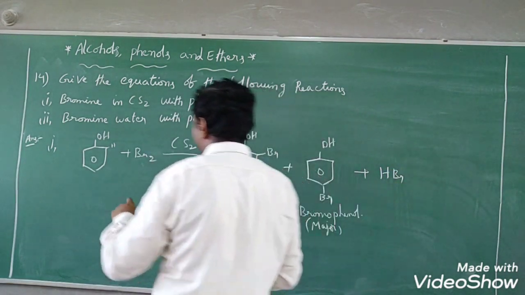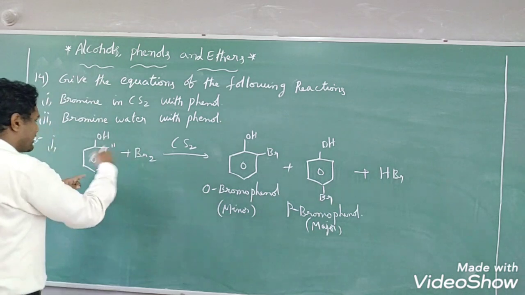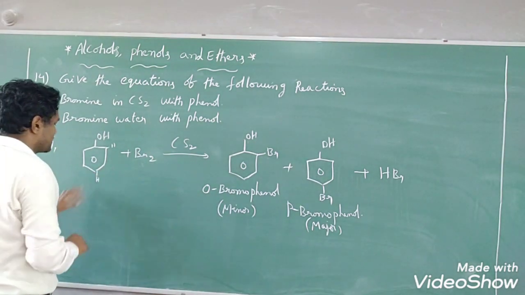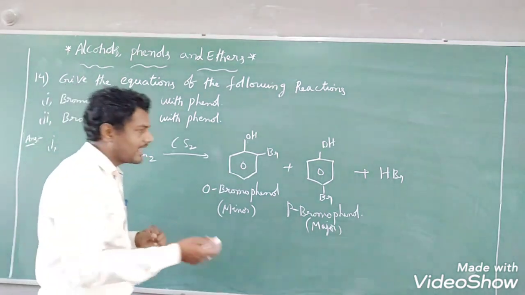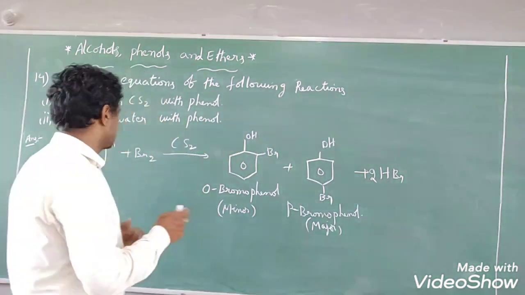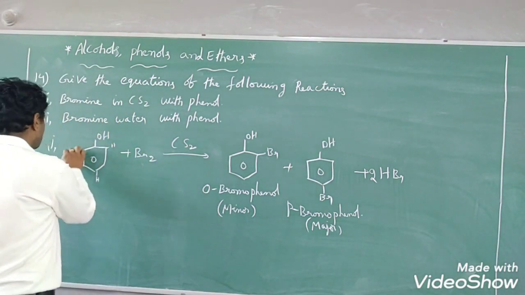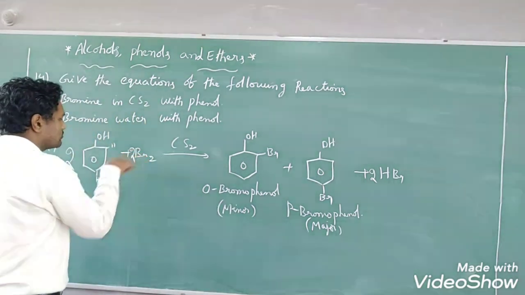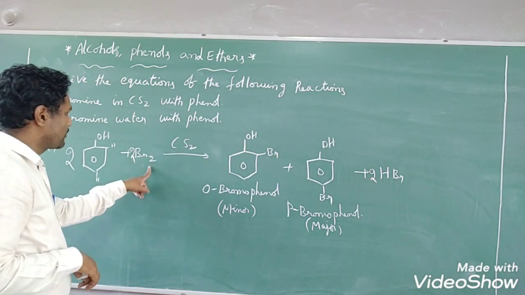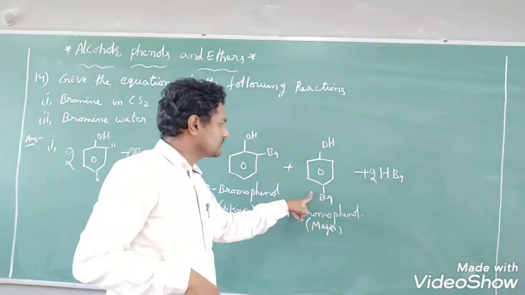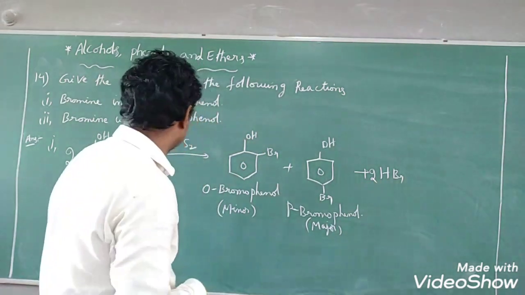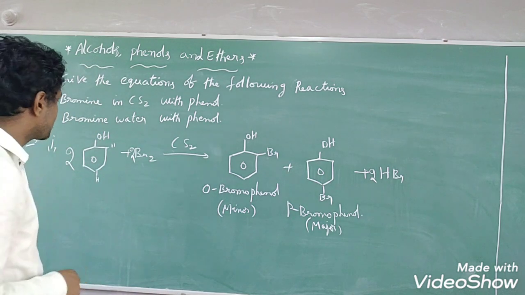In a similar manner, whenever this bromonium ion attacks the para position, one hydrogen is also present. That hydrogen and bromine are liberated as HBr. So that's why 2 moles of HBr come out. To balance the equation, 2 moles of phenol and 2 moles of bromine have to be taken. 2 twos are 4. Here 2 we have substituted, and 2 came out as HBr, right? I think everybody understood this.